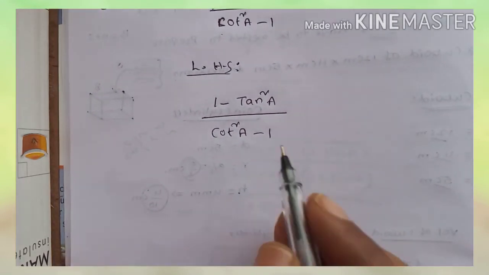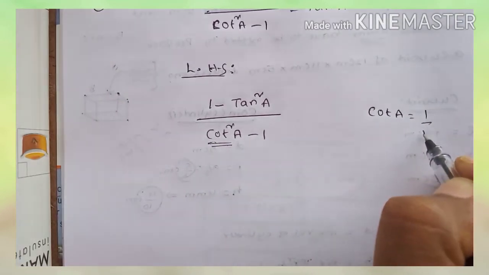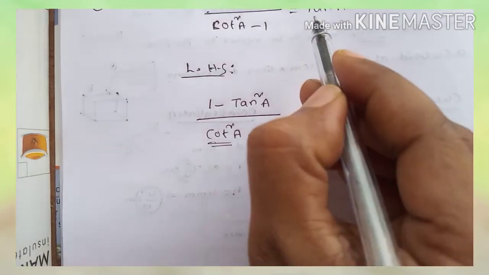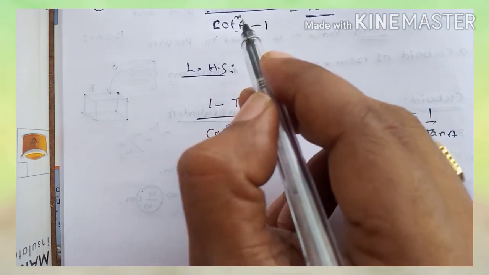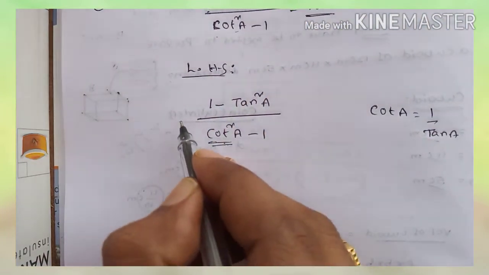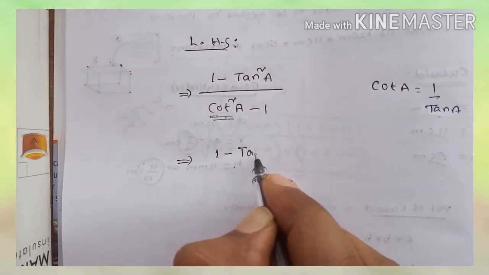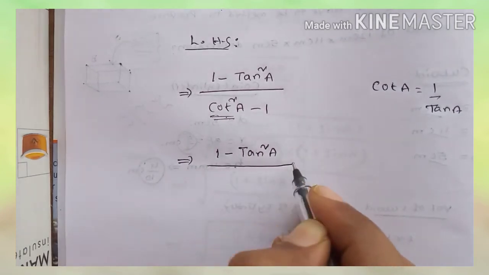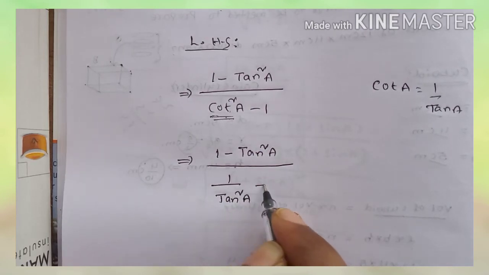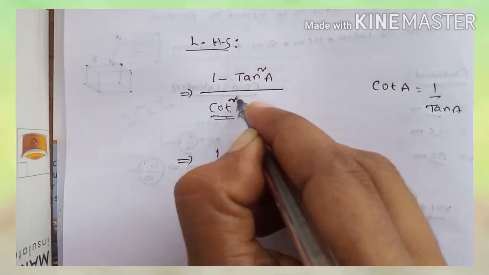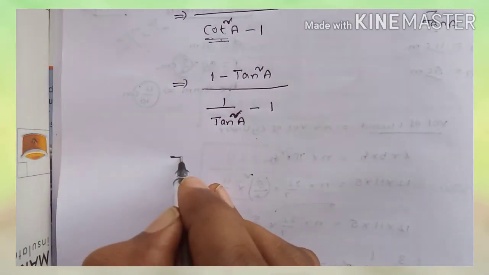Now here we know cot is the reciprocal of tan. So cot A you can write as 1 by tan A. The requirement is in terms of tan. Tan is already here, so cot is not needed. So we are converting in terms of tan. So cot you can write as 1 by tan. So we can write 1 minus tan squared A by 1 by tan squared A minus 1. Since the term is squared, I have written square here also. So the numerator is again the same, there is no change.